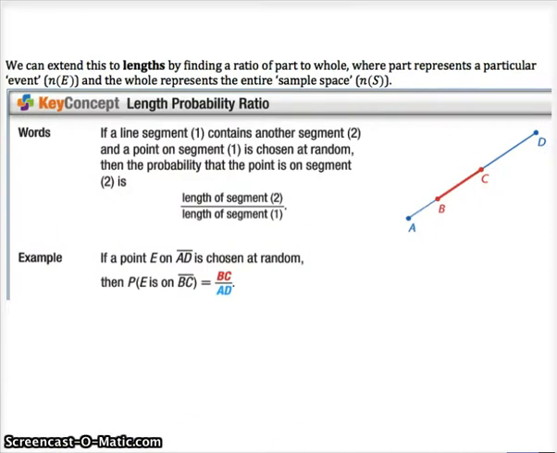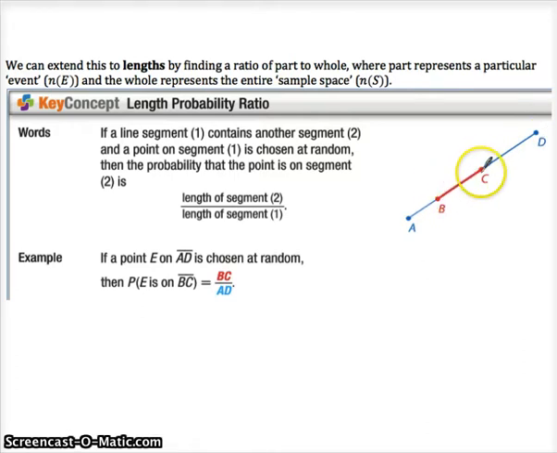All right, we can extend this to length. So this is the one-dimensional version of that. I'm saying we could have a measurement over a measurement in terms of the two parts of this fraction that we could use to represent probability. So here we're talking about the whole sample space as the segment AD. What's the probability if we pick a random point on this segment, that it's in segment BC?